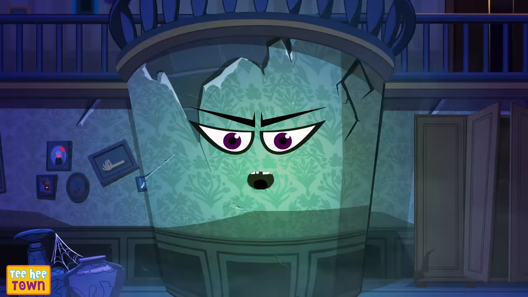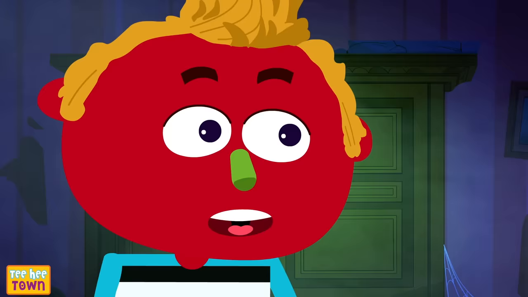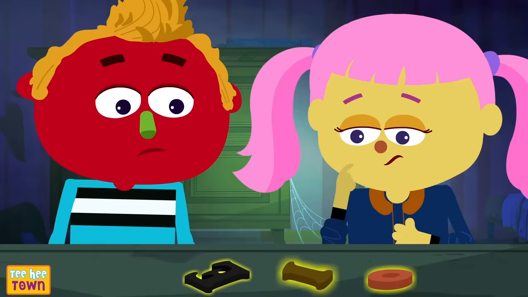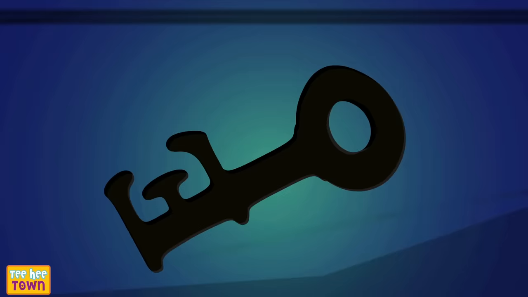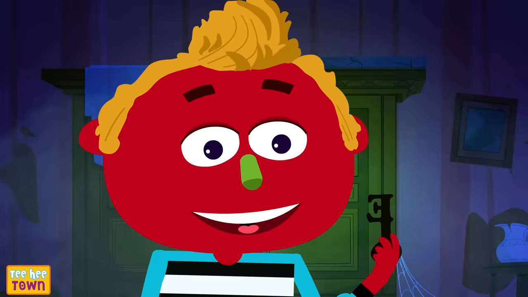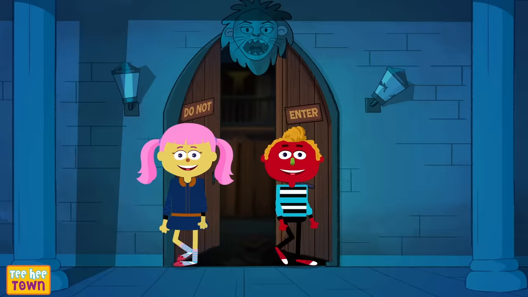Good job. We found the letters E, I, and O. E, I, and O? Yo? What does that mean? How's that gonna help us find the key? Wow, Len, look! It's becoming a key! Yay, we found the key! Let's get out of here! Yay, we did it!